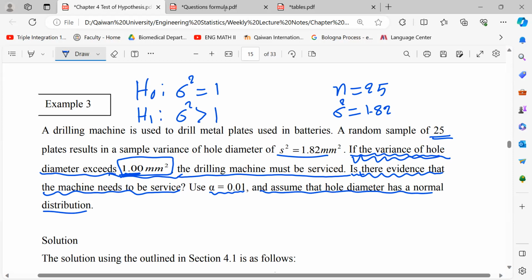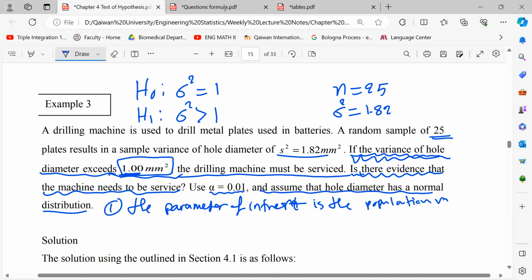Now, in the first step, we need to write down the parameter of interest. The parameter of interest is the variance, the population variance. In the previous one, we said it's the population mean. Now we have variance. It depends on the variance. So the parameter of interest is variance.